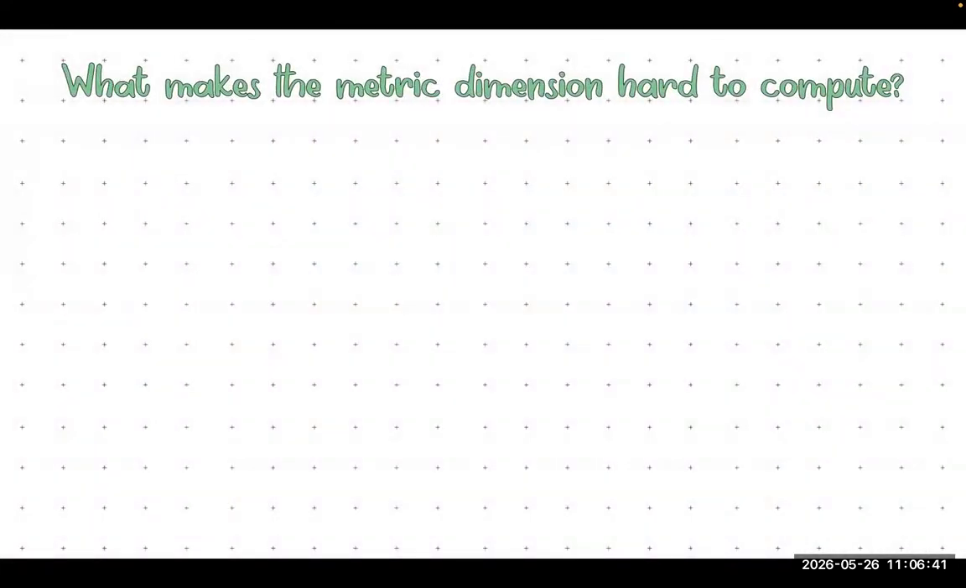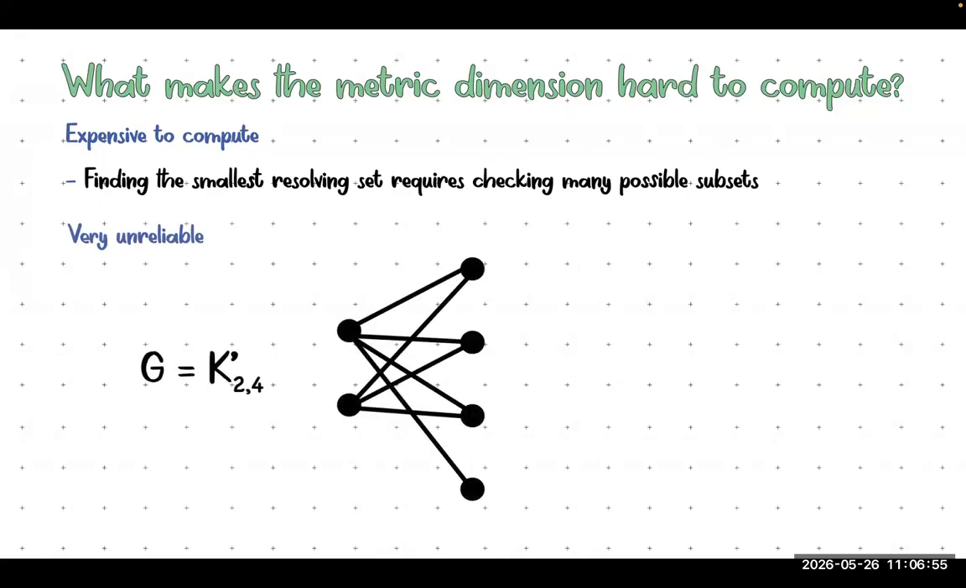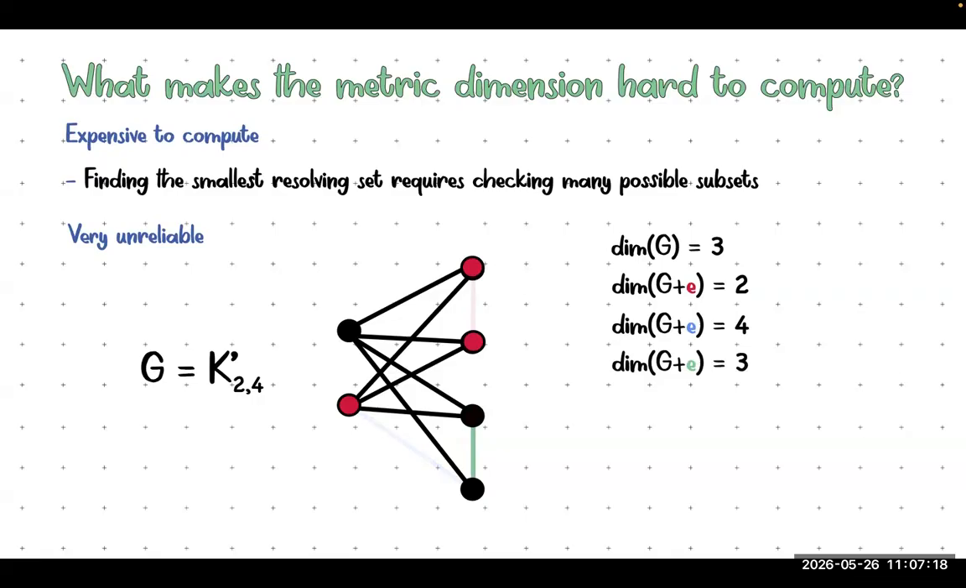So what makes the metric dimension hard to compute? Well, it's an NP-complete problem, but also it just requires checking way too many subsets. And it's very unreliable. For example, we have this graph, which is K_{2,4}, just two independent sets, two vertices in an independent set and 4 vertices in an independent set on the other side, and we attach them to each other. Then this has metric dimension 3. But if we were to add this edge instead, it can go down to 2. But if we add this one instead, it can go up to 4. And if we added this one, it can stay at 3.